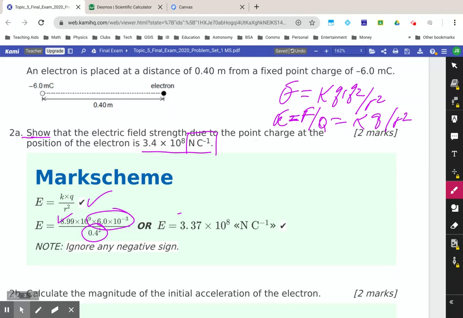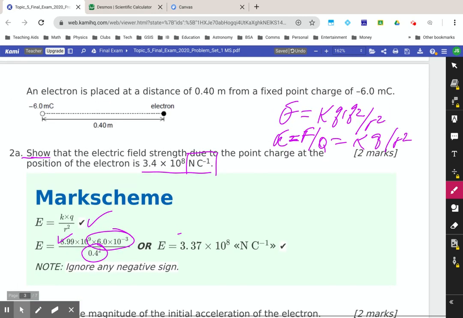Since this is a negative charge and the electron is also negative, these are going to be repelling forces. They're going to point away from each other. We've got a negative charge, and then we place this electron over here in the field at 40 centimeters away.